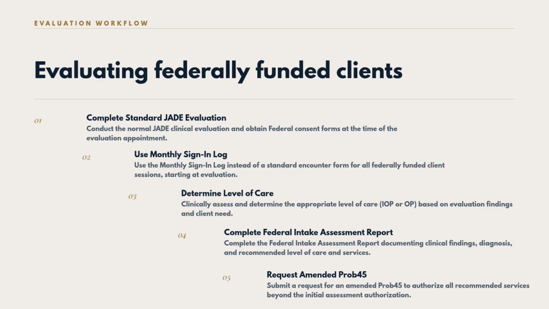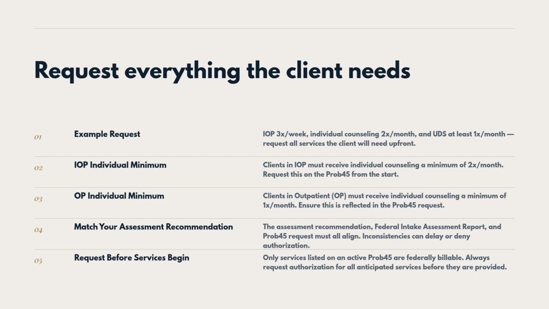Once the evaluation is complete and you have determined the recommended level of care, there are two additional steps. First, complete the federal intake assessment report. This is the federal form that summarizes the diagnosis, biopsychosocial information, targeted problem, treatment recommendation, level of care, prognosis, and counselor information. Second, we're going to request an amended Prob 45 that matches your actual treatment recommendation. This step is extremely important because Federal will only pay for services that appear on the active Prob 45.